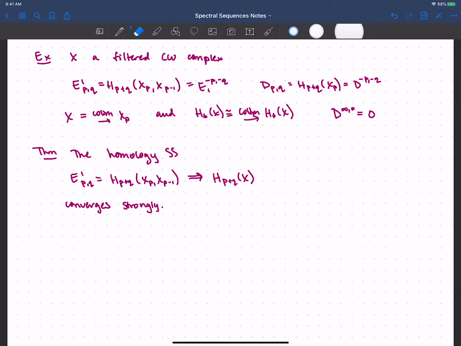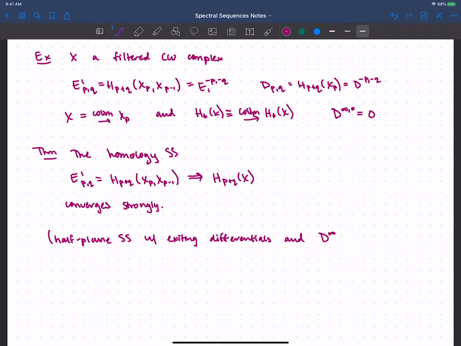And why is this? Well, this is a half-plane spectral sequence. This is the kind where we have the good convergence, so where we have exiting differentials. And remember there, we saw that the half-plane spectral sequence would converge strongly to the colimit whenever that inverse limit was 0. So it's really just those two pieces put together. Okay, great.